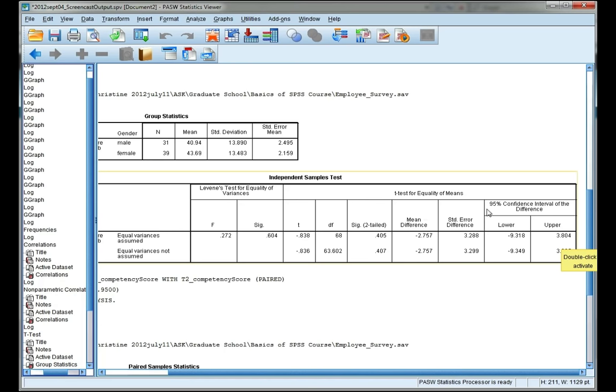So I can be 95% confident that the actual difference of the mean competency for males and females is between minus 9 and 3. That means that sometimes the men will have a smaller competency score than women, and there's also a chance that the men could have a higher competency score, which is why we cannot say that there's a significant difference, because there's a chance it can go either way.